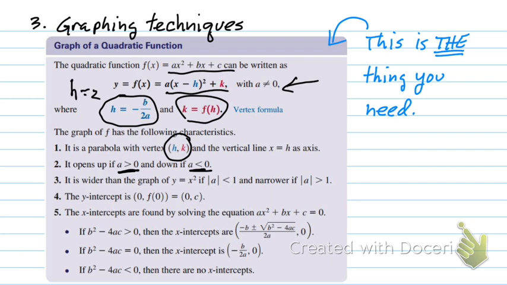Now, if a is not 1, that graph is either being stretched or squished. That's what 3 is saying there. 4, interesting. How do you get the y-intercept?